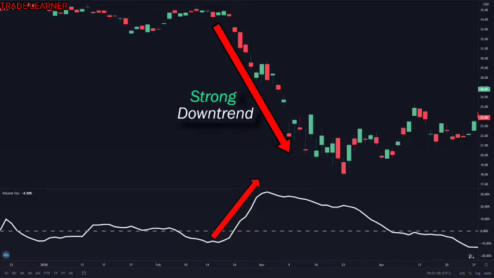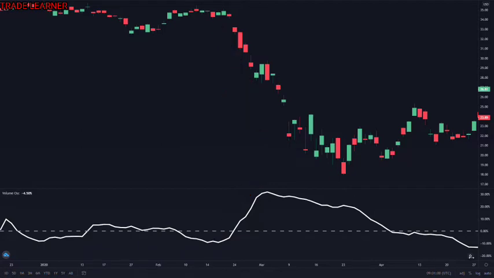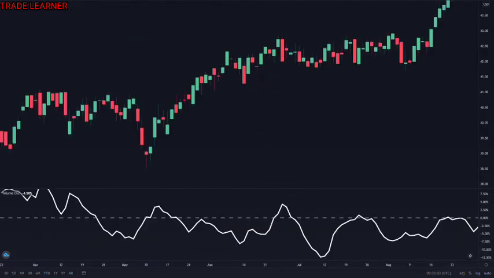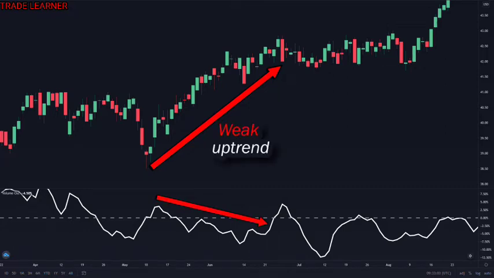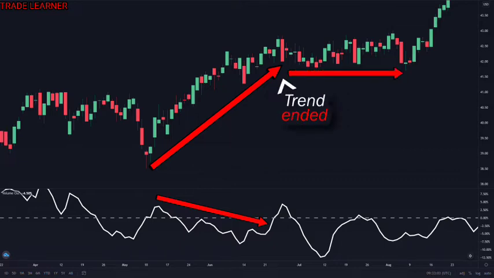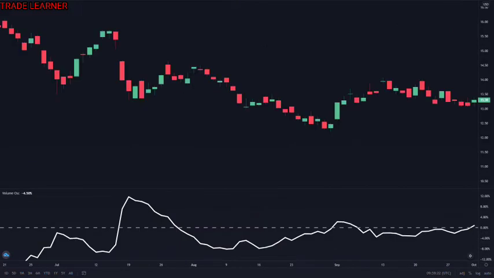And if the price is heading downwards and the volume is increasing, this means that it's a strong downtrend. Remember, volume is like a fuel. So if the price is already heading downwards, an increase in volume will result in a stronger downtrend. Volume can also tell you how strong a trend is. For example, if the price is on an uptrend, yet the volume is constantly decreasing, it means that it's a weak uptrend. And you should be careful if you're taking a buy position, because this could indicate that the trend may come to an end.